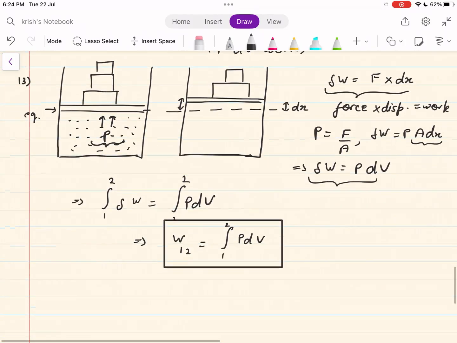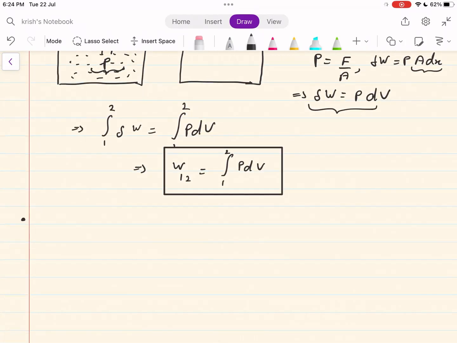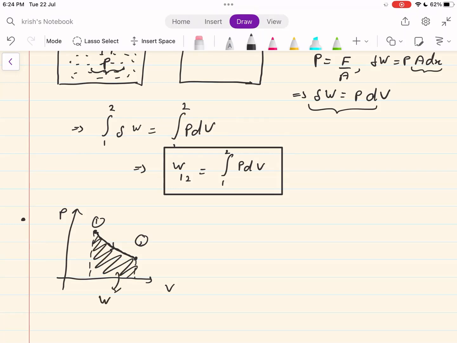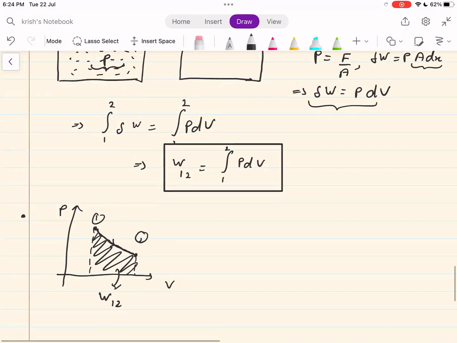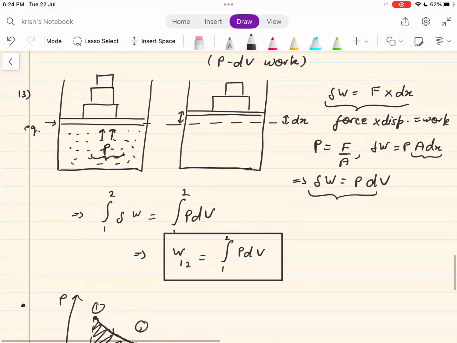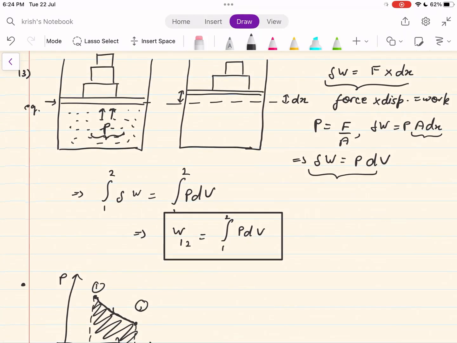Right? And if we represent this process on a graph, it will look something like this. The pressure will decrease while the volume increases. This is 1, this is 2. And the area under this graph will give us work done from 1 to 2. So that was the basic definition of P-dV work, how it is defined and where we got this formula from. Derivation is not that important, keep this formula in mind.